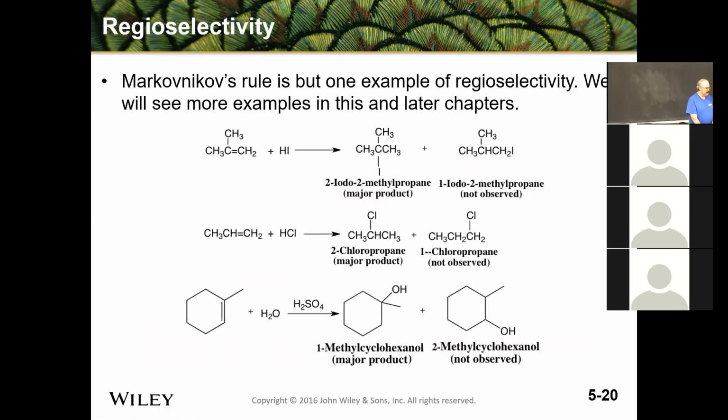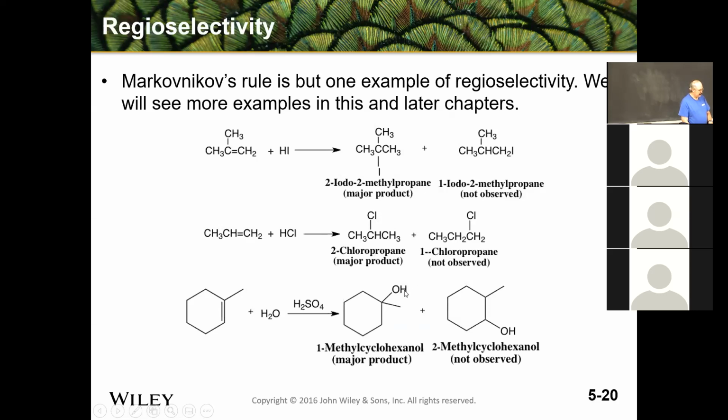And then we went through some other examples of Markovnikov's rule. All right, in this alkene, carbon number 1 has 2 hydrogens, carbon number 2 has none. So the rich get richer. The other position gets the iodine, and the other isomer is not observed.